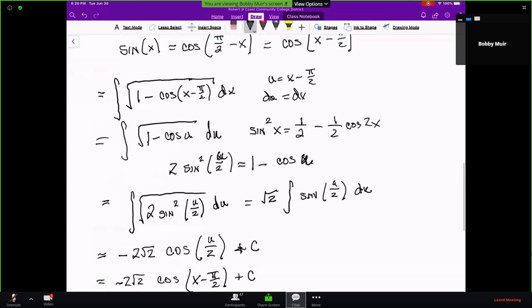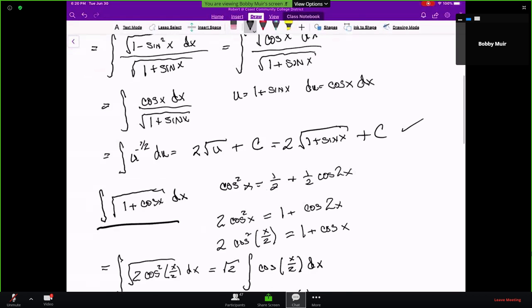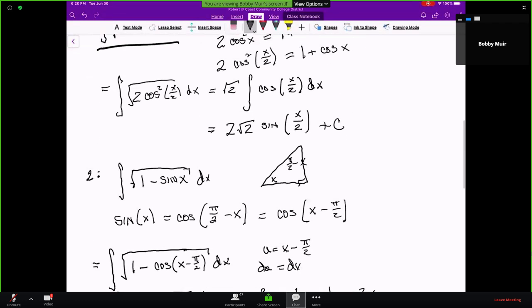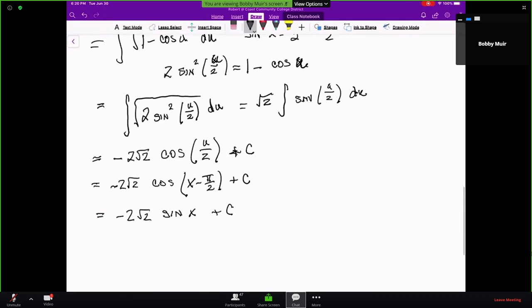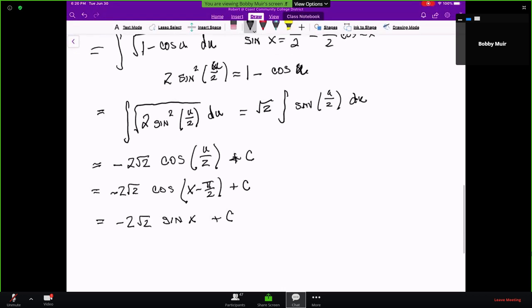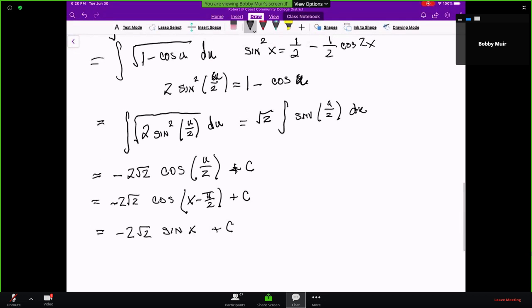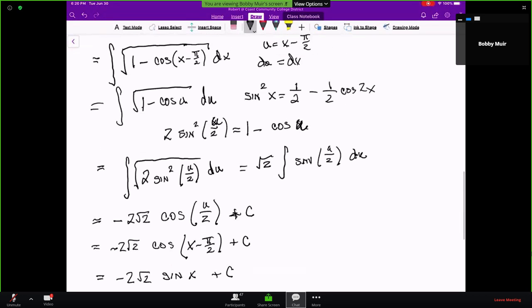Now let's compare that answer with the one we got. So that's what we got. 2 radical 2, okay. Negative 2 radical 2. Okay. So where's the mistake? This is a good problem.